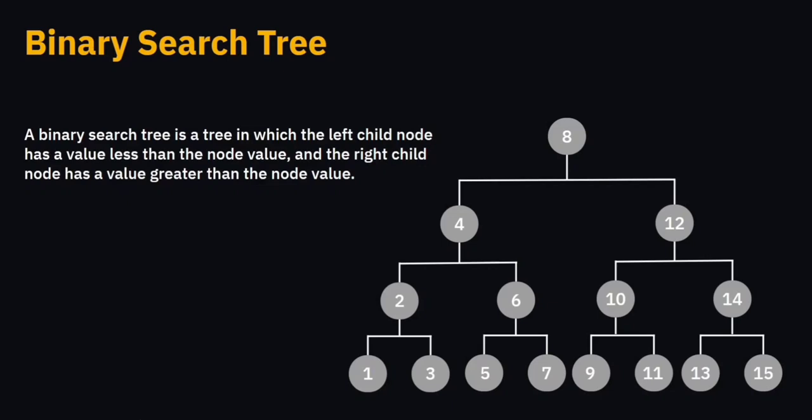For example, the root has the value of 8. Then we have 2 branches. As you can see, the left child is 4, while the right is 12, which is greater than the left child and root. The same logic applies here. This rule applies to all nodes until the leaf nodes are reached.